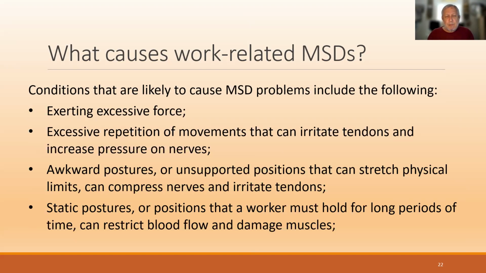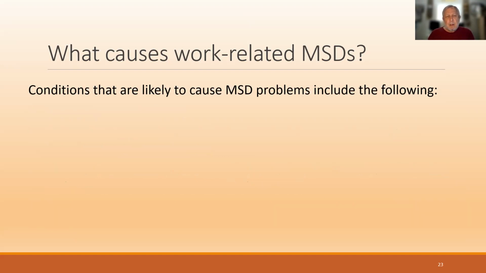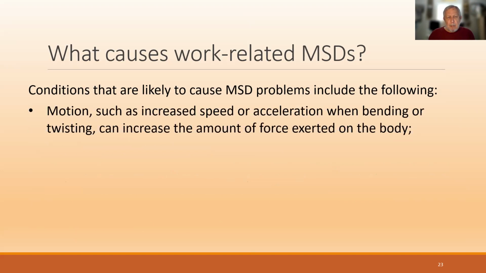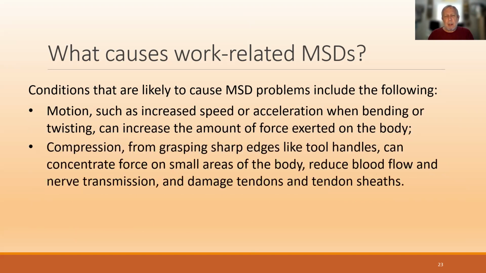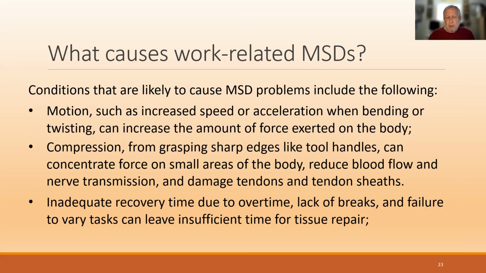Static postures, or positions that a worker must hold for long periods of time, can restrict blood flow and damage muscles. And motion, such as increased speed or acceleration when bending or twisting, can increase the amount of force exerted on the body. Compression from grasping sharp edges like tool handles can concentrate force on small areas of the body, reducing blood flow and nerve transmission, and damaging tendons and tendon sheaths.